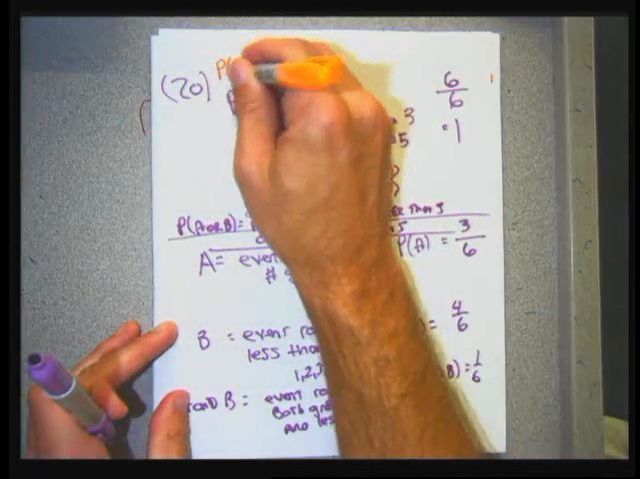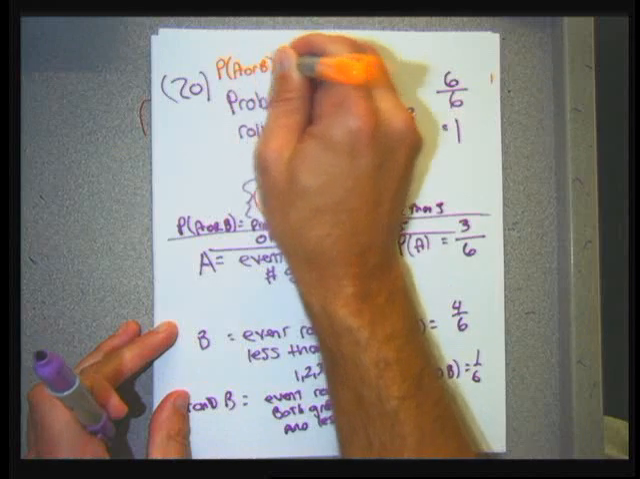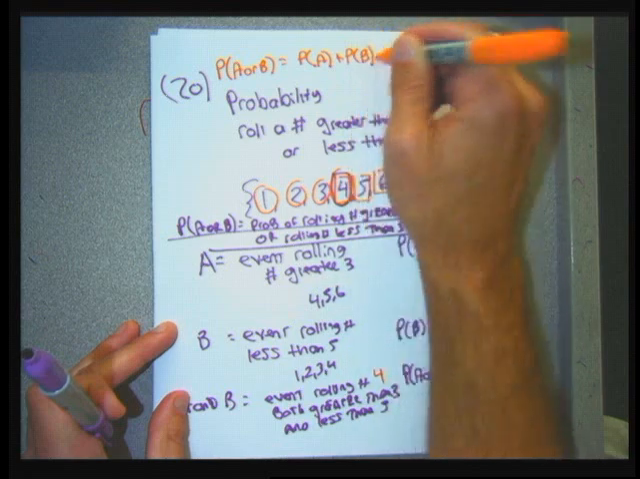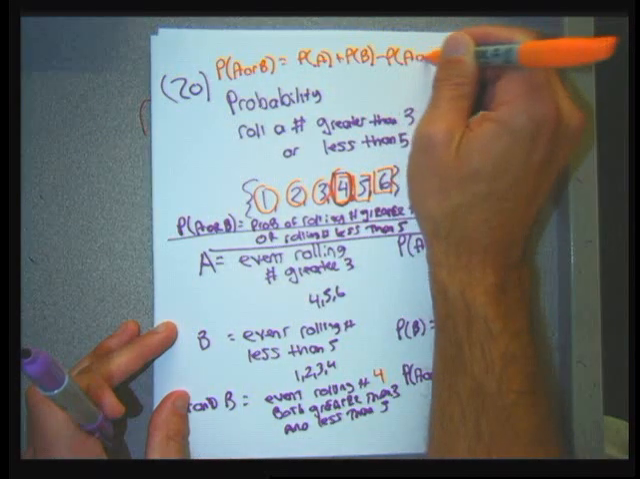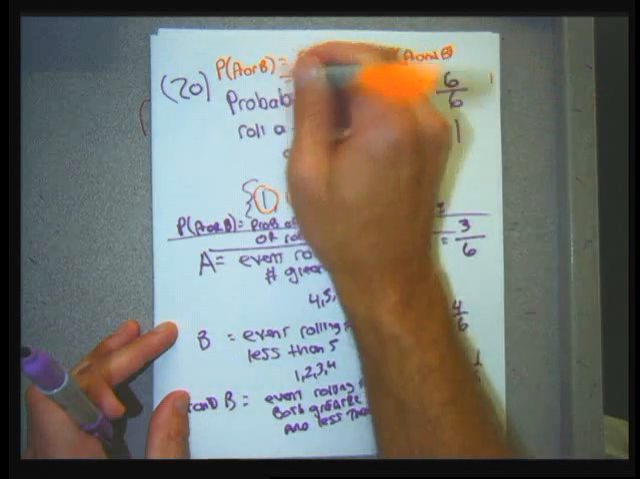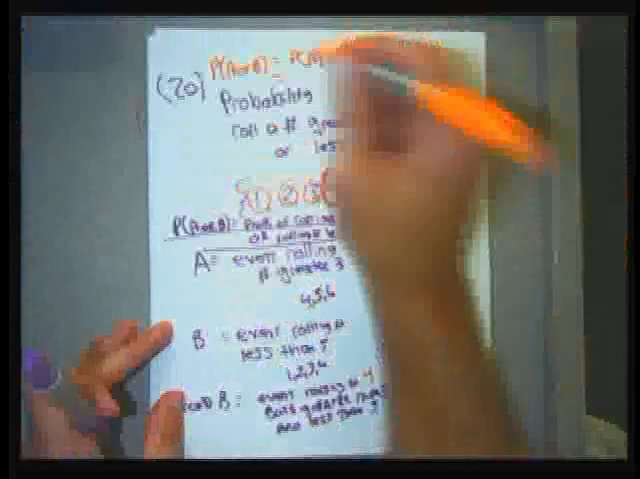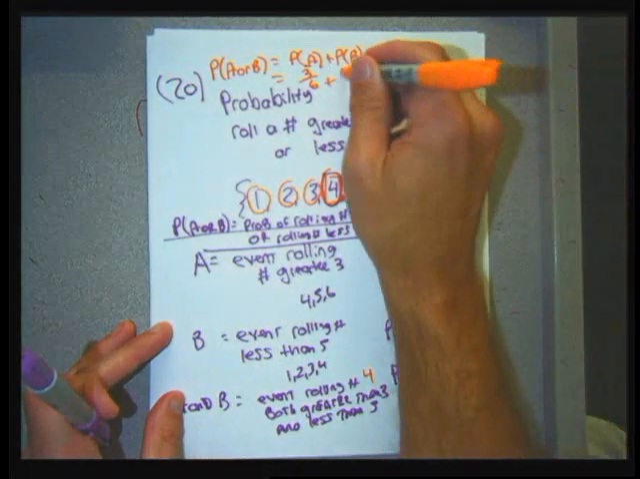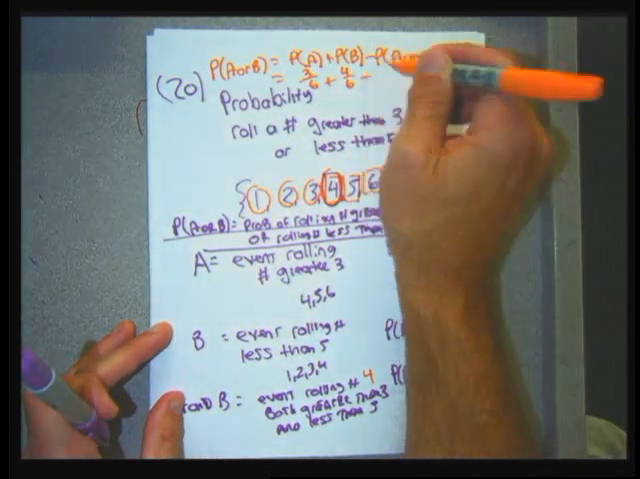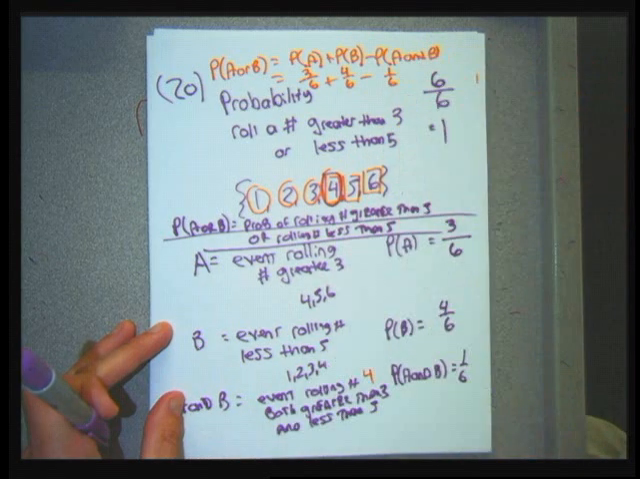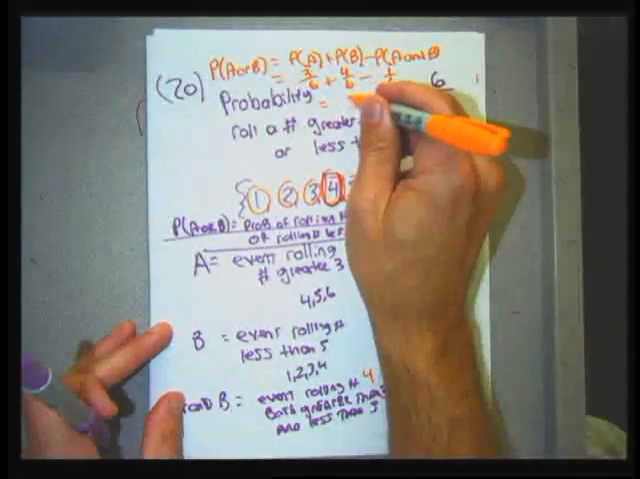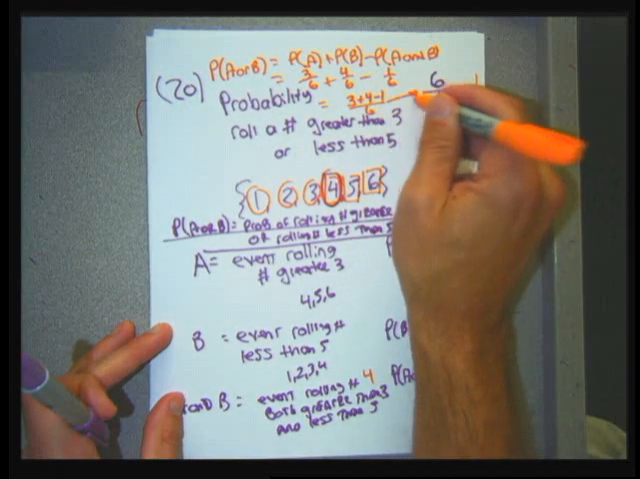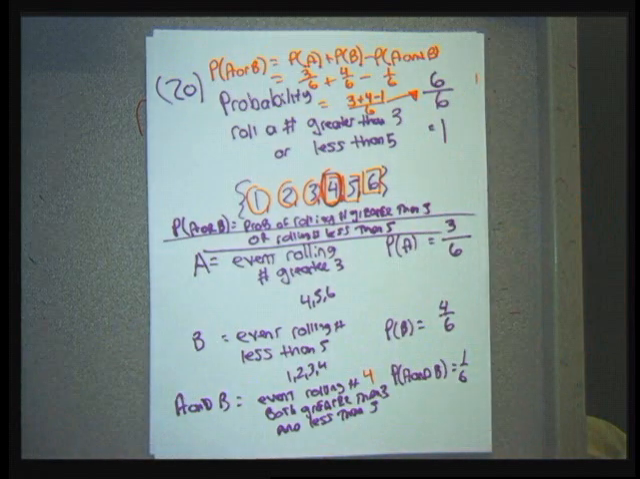The probability of A or B equals the probability of A plus the probability of B minus the probability of A and B. I'm trying to compute the probability of A or B. I figured out the probability of A was 3 in 6. The probability of B is 4 in 6. The probability of A and B is 1 in 6. If I simplify these, I get 3 plus 4 minus 1 over 6. And that comes out to the same 6 in 6 that I already knew.